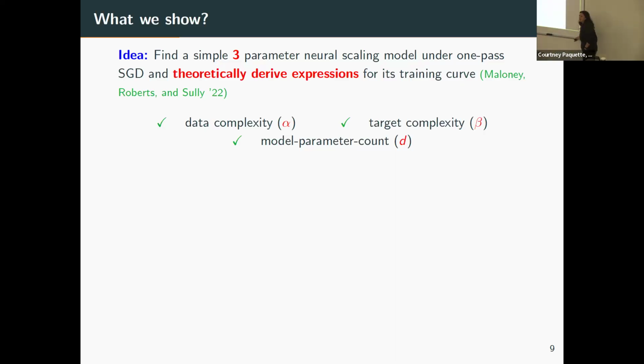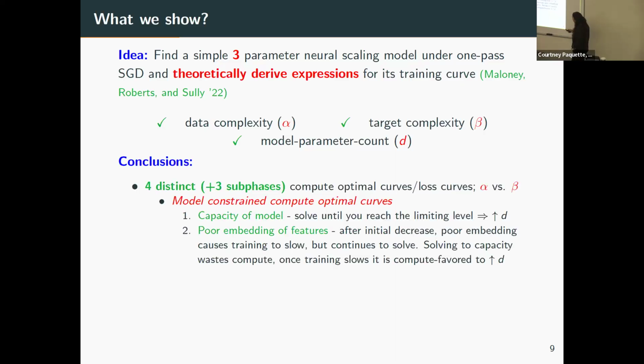So you can't solve an LLM. You can't really do too much theory with it. So what do you have to do? I'm going to take a very physicsy approach, in which I want to find a very simple model which gives me the same looking scaling curves and analyze that one completely. The simple model that we looked at is one that people use. It's a model where you run one-pass SGD, and you have three components: a data complexity component alpha, a target complexity beta, and your model parameter.